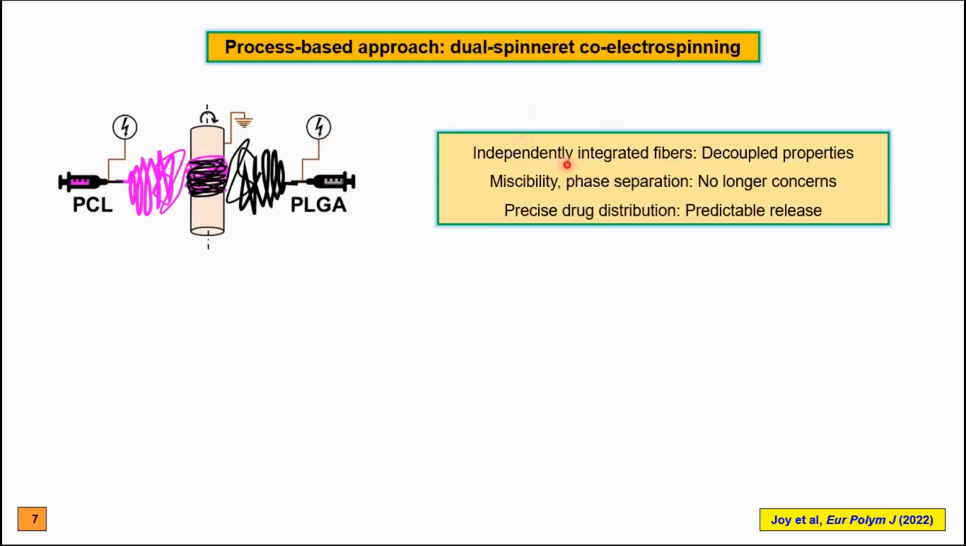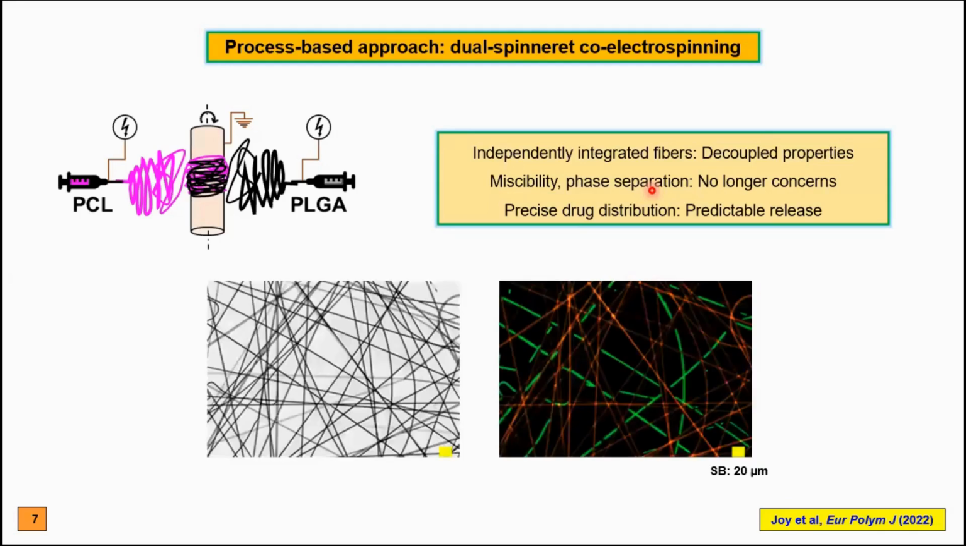Because the fibers are independently integrated, you can decouple the properties. And because they are not blended together, miscibility and phase separation are no longer concerns. And if you can intelligently pick how the drug is distributed across the fibers, you can get predictable release kinetics. So first we showed that we indeed have these two sets of fibers. Shown on the left is a bright field image of two sets of fibers with two different dyes in them, and the fluorescence image shows that we have two different sets of fibers co-integrated using the simultaneous electrospinning process into the same matrix.